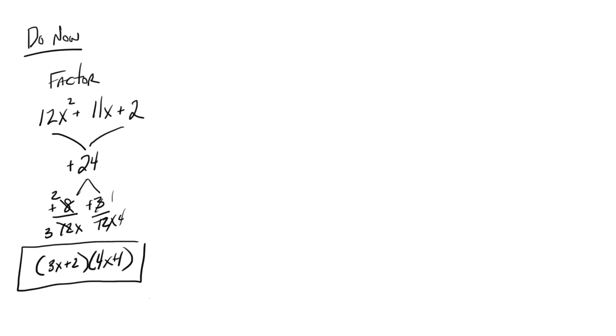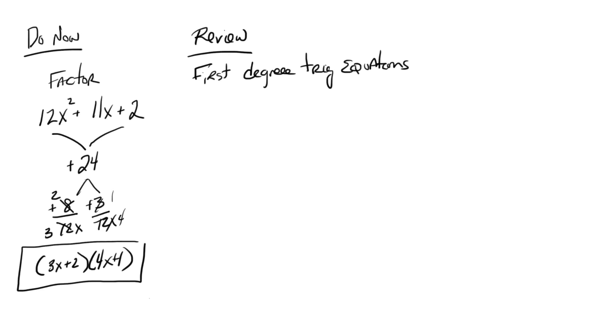Before we get going too far, let's review what was from last week. The review was we did first degree trig equations. An example of that would be something like 2 secant x equals 2 plus secant x.